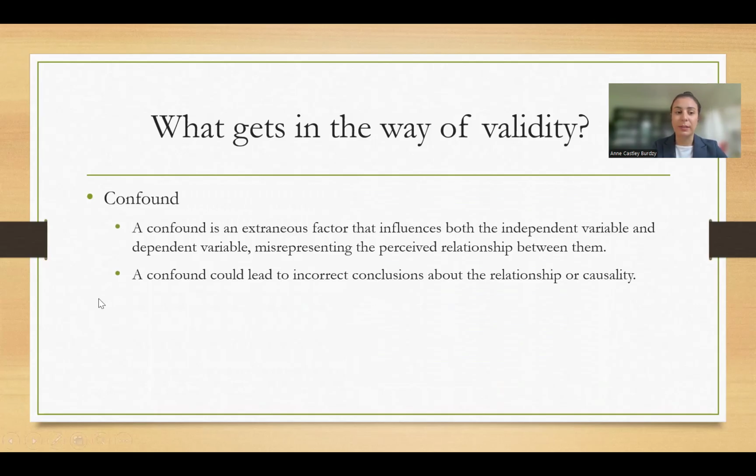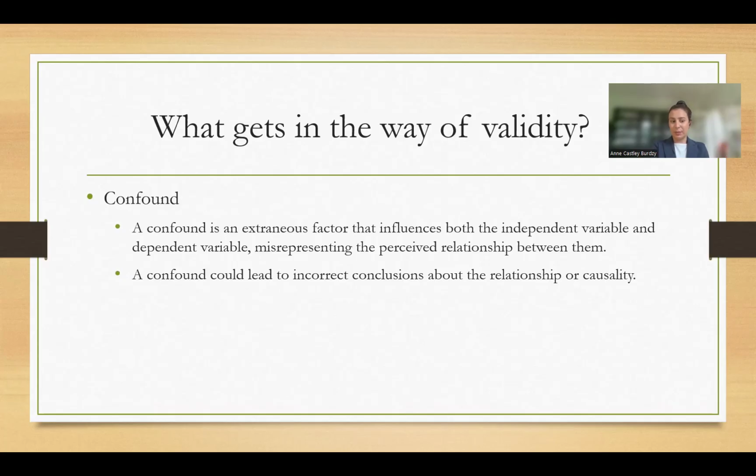But before we do that, let's take a look at what a confound is. So a confound is something that gets in the way of validity. So this is an extraneous factor that influences both the independent variable and the dependent variable, thus misrepresenting the perceived relationship between them. So the problem with confounds is that they could lead to an incorrect conclusion about the relationship between two variables or causation. So a confound is something that gets in the way of you being able to very clearly lay out a relationship between two variables. And it comes in all different shapes and sizes.